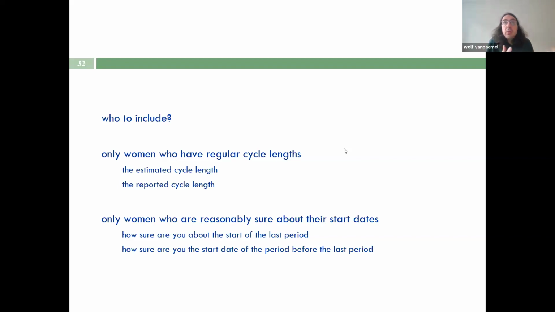But then again, what should you do with those answers? When are they unsure enough to think that the data they provide are useless and are just noise? Where is the exact cutoff of this level of certainty? And also about what? Is it about the last period or about the period before the last period and so on? So it's again a decision you need to make.